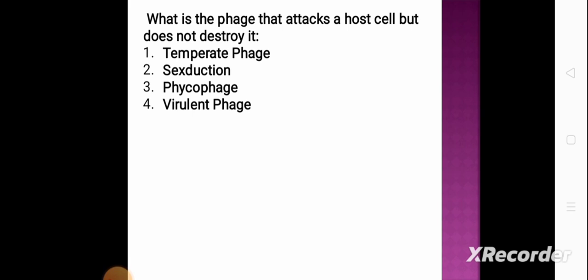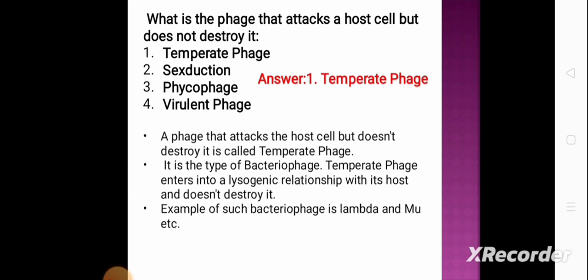Next question. What is the phage that attacks a host cell but does not destroy it? Option 1, temperate phage; option 2, transduction; option 3, phycophage; option 4, virulent phage. And the correct answer is option 1, temperate phage. A phage that attacks a host cell but does not destroy it is called a temperate phage. It is a type of bacteriophage. Temperate phage enters into a lysogenic relationship with its host and does not destroy it. Examples of such bacteriophages are lambda and mu.